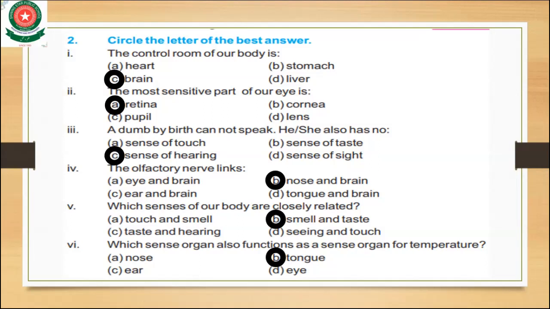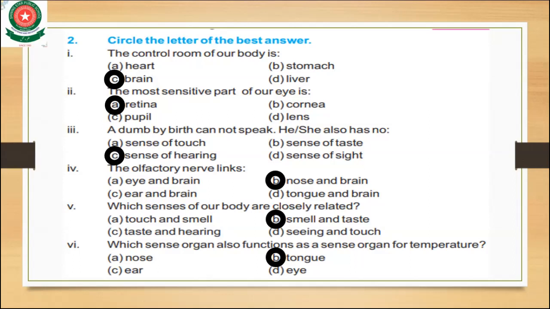Option A. A person dumb by birth cannot speak. He or she also has no sense of hearing. Okay, for example, if there is a man or woman who can't speak, it means that they have no sense of hearing.